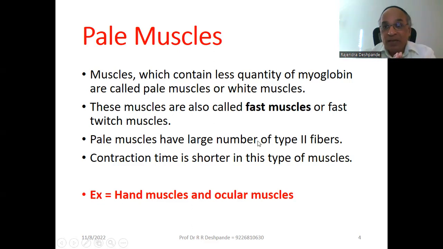So you can be asked the SAQ, write down the difference between the red muscle and the pale muscle, or write down the difference between red muscle and the white muscles. So you should be able to answer each type of these variations of the questions. Now about these pale muscles, contraction time is shorter in pale muscle or white muscle. Examples, these are my hand muscles and the ocular muscles, eye muscles. These muscles are called pale muscles or white muscles.